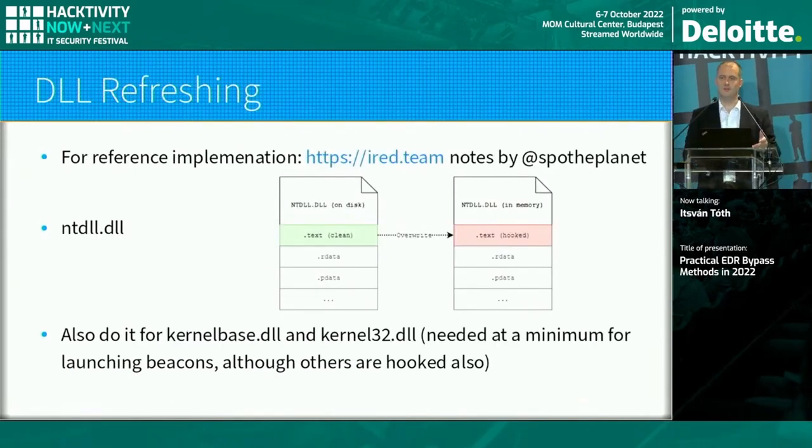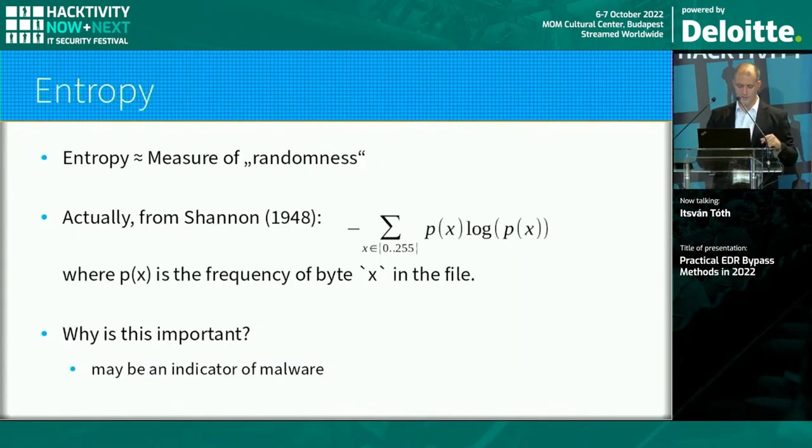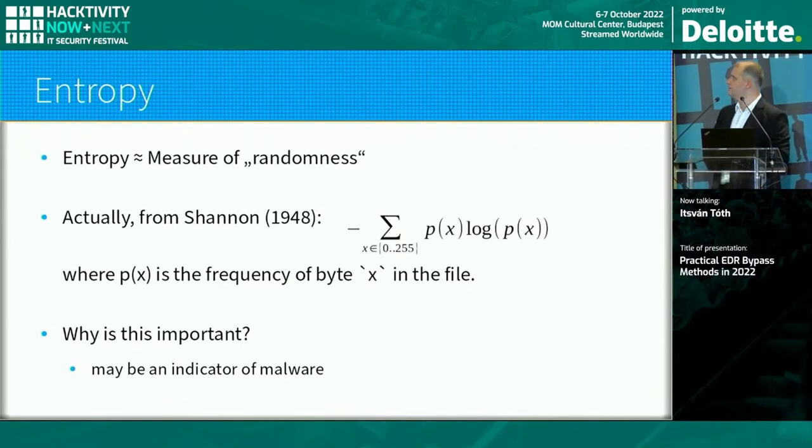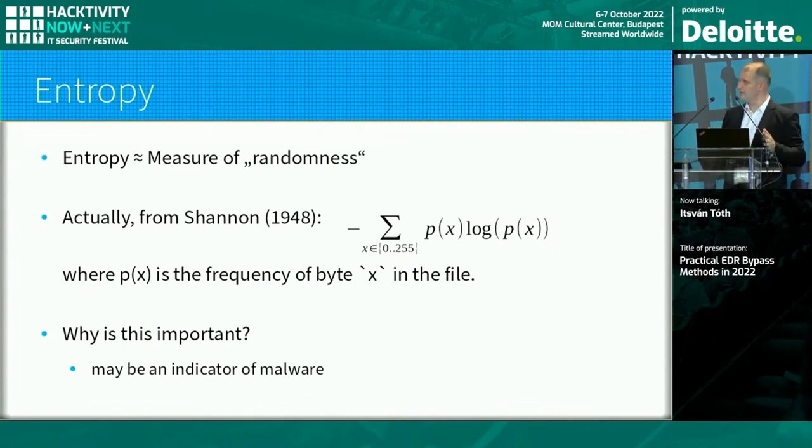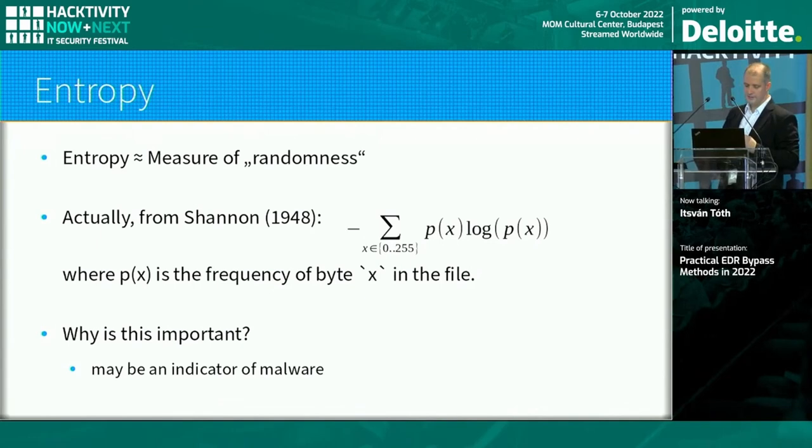This was some behavior analysis evasion. I found that usually this is not enough because there are new features implemented. It is rather the static analysis than the behavior-based ones, but this is also an important thing to bypass. Entropy, it is based on entropy. What is entropy? Entropy is a measure of randomness.